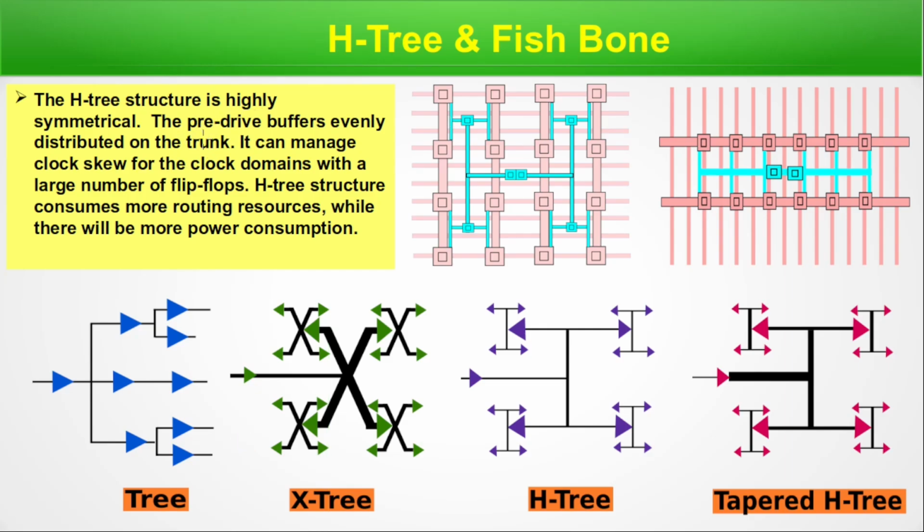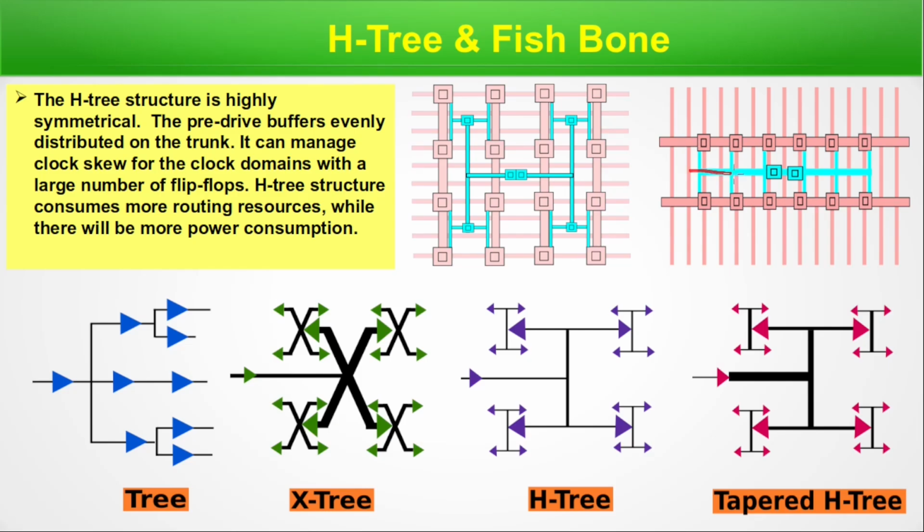The H-tree structure is highly symmetrical. The pre-drive buffers are evenly distributed on the trunk, and it can manage clock skew for the clock domains with a large number of flip-flops. H-tree structure consumes more routing resources while there will be more power consumption. So this is H-tree structure, it's symmetrical in structure, and this one is fishbone.